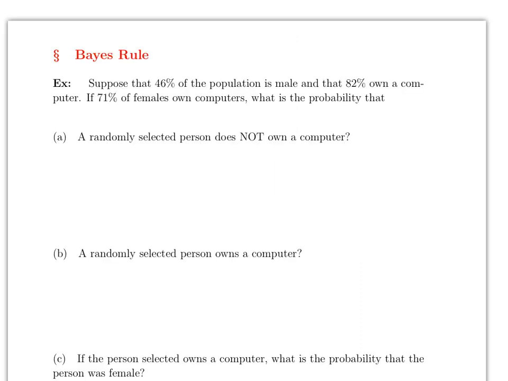We're going to go over section 4.5, which is called Bayes' rule. This is pretty much conditional probability, but you need to do extra work in part A, part B. That's why this has a different name. The first thing you should do is a tree diagram.